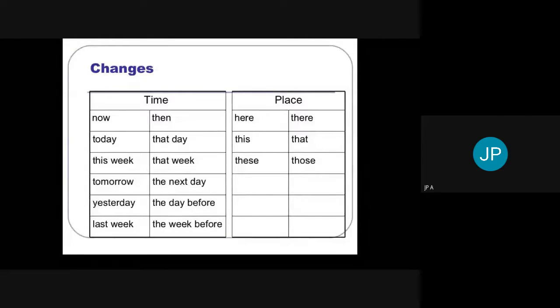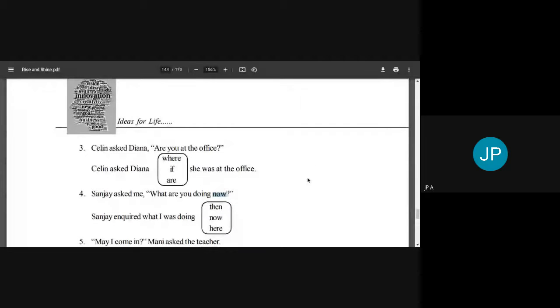So when we come back to this exercise, Sanjay asked me, what are you doing now? Sanjay inquired, or Sanjay asked, Sanjay asked what? See, the question word what is repeated.